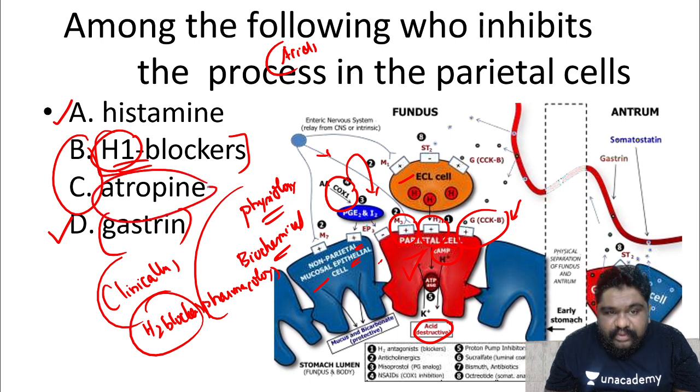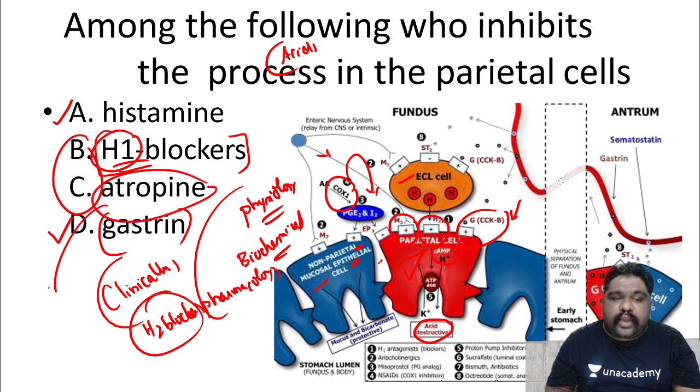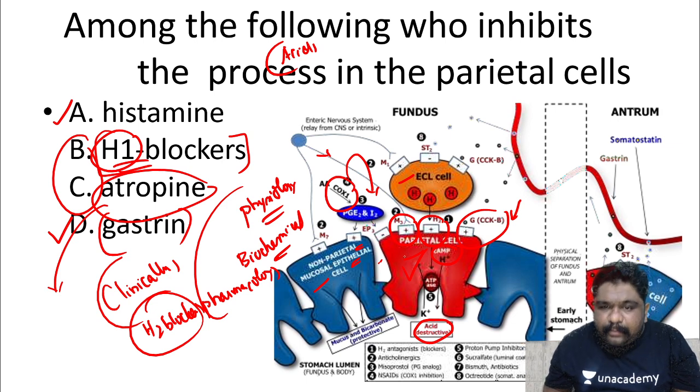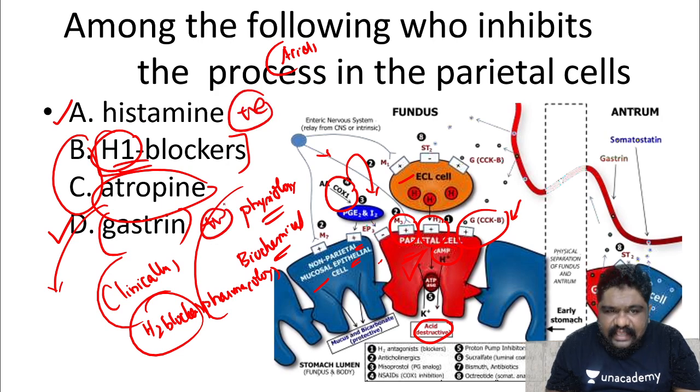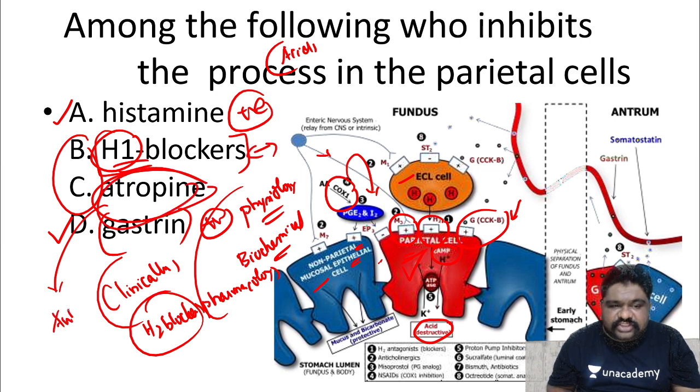Now atropine is the one that can inhibit the parietal cells from producing acid. I repeat, histamine is an activator. Gastrin is an activator. An H1 blocker is not going to do anything to the parietal cells. But atropine has anticholinergic action, and the cholinergic system governs the basic vegetative functions of the body.